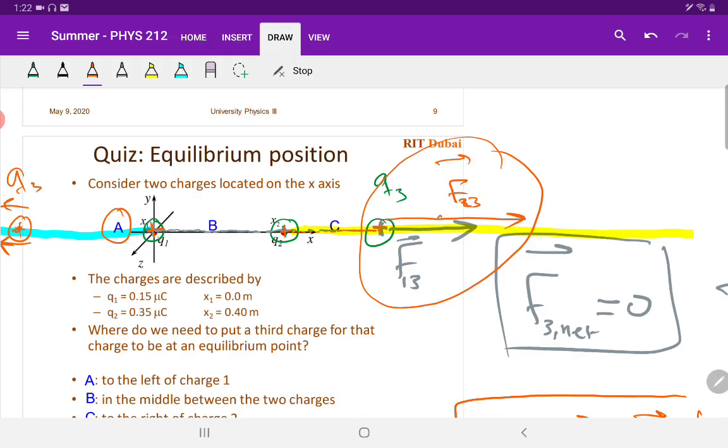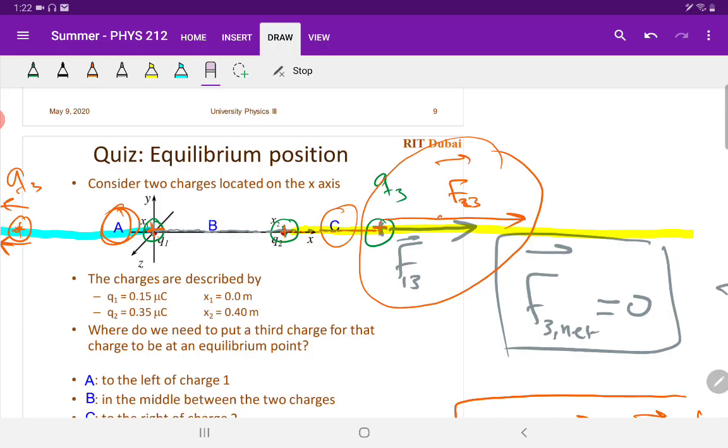Okay, so what's the point here? It means they can't cancel each other. And if they can't cancel each other, there is no way that we can have an equilibrium position in that region. So since C and A have the same direction, we will not have an equilibrium position. So the only place that's left is B.